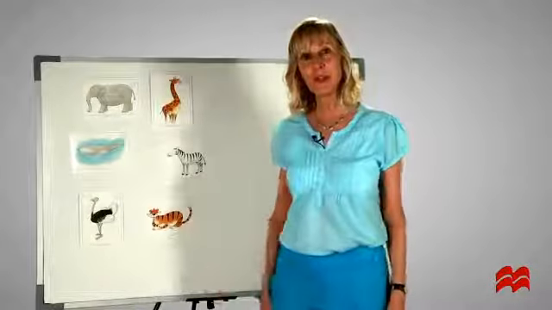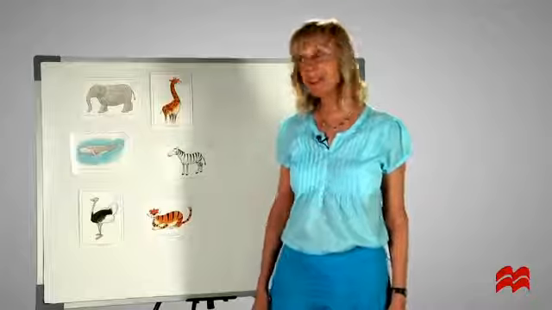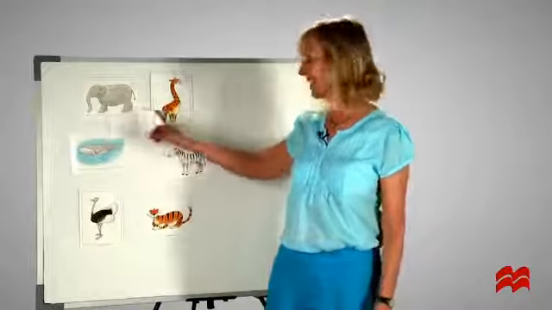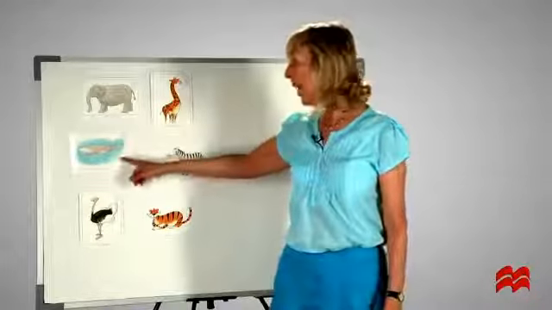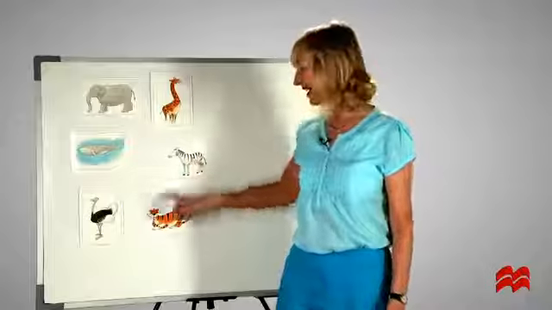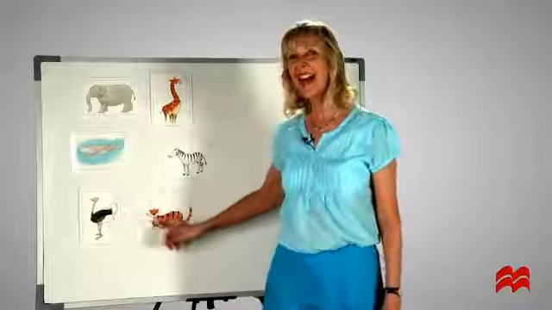Do an initial flashcard activity with the children. Stick the flashcards on the board. Get the children to repeat the words elephant, giraffe, whale, zebra, ostrich, tiger. This activity is called What's Missing.